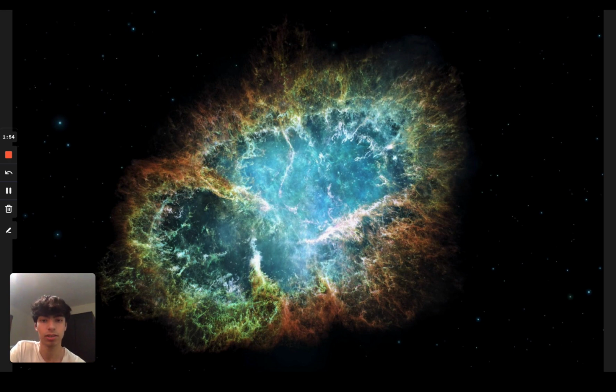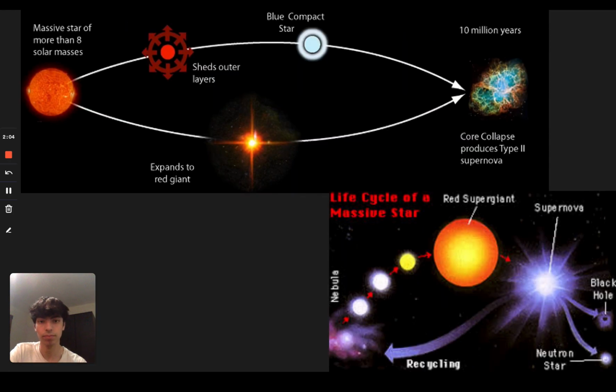So this is what a supernova looks like. This is after all the gas is exploded from the star, and this is what it ends up looking like. So let's talk more about the life cycle of the star. I'll reference this bottom right image.